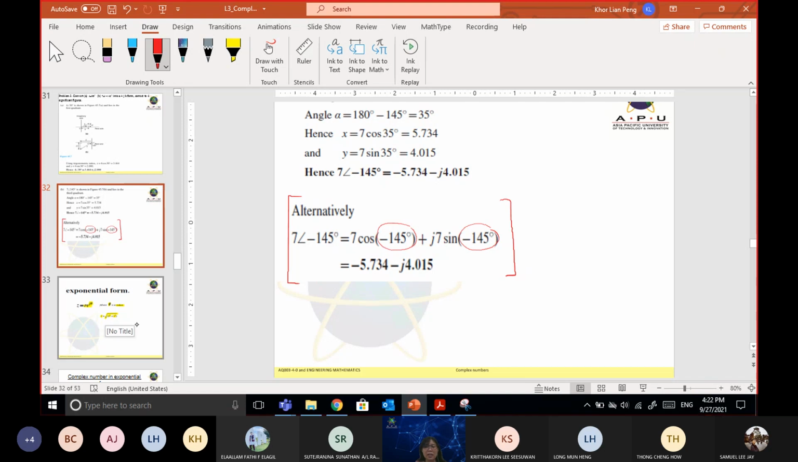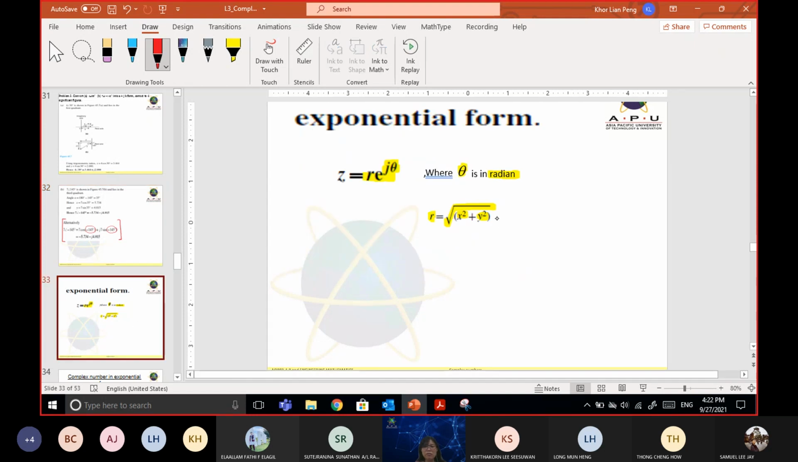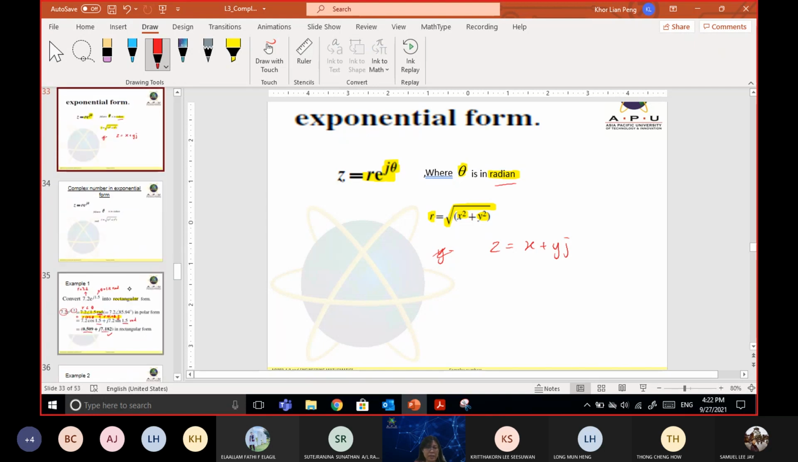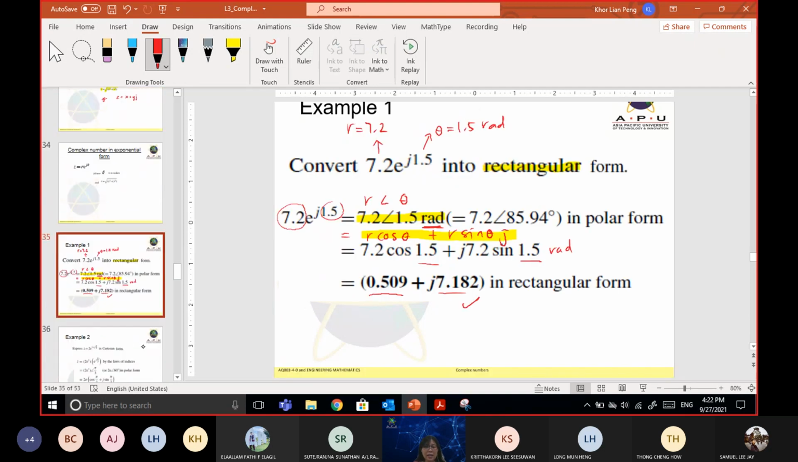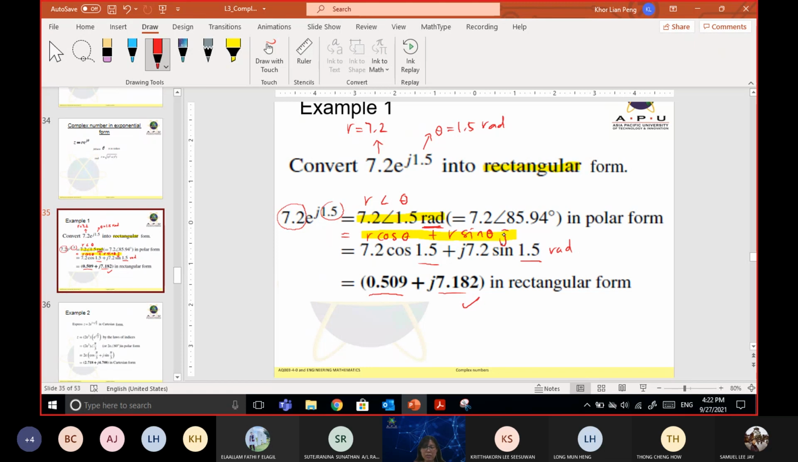Then it will be easier. Then the exponential form is in the form of r e^(j theta), where r is the modulus, the square root of x squared plus y squared. So that means if your z is given as x plus yj, then this is how you calculate the r, and the theta must be in radian. Okay, then how to convert to rectangular form?